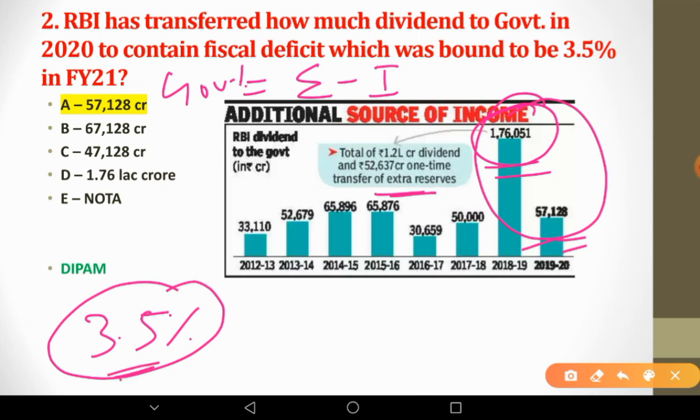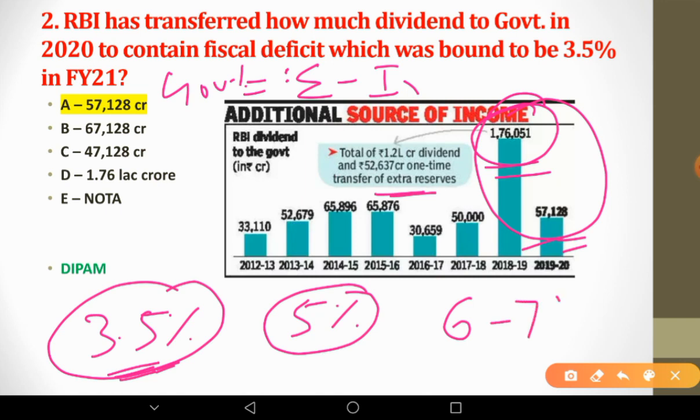So 3.5% should be the fiscal deficit, and a deficit happens when the income is less and the expenditure is high. Here we are seeing a hike in expenditure, and the income is less due to the coronavirus and the halt of the economy. Our economy is contracting by 5%, and we are seeing a jump in the fiscal deficit, which may go between 6 to 7% as per official data from NSO.